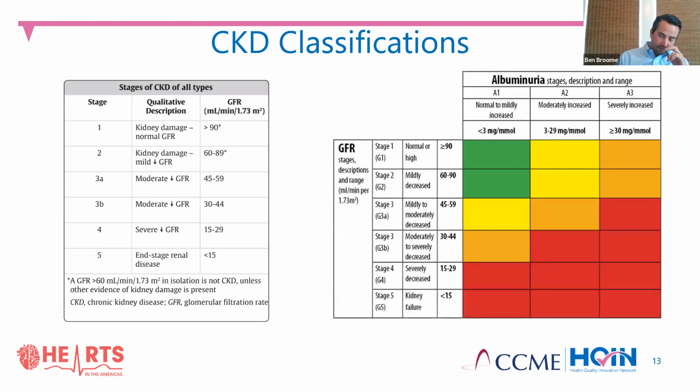Okay, so classifications of CKD. The slide on the left is the more traditional one that you'll see in textbooks, and to me is a little antiquated, but it is what it is. All it's showing is that as GFR declines, a patient's stage of CKD increases. What's interesting, and you may have noticed, is that they call a patient with a GFR above 90 stage 1 kidney disease.